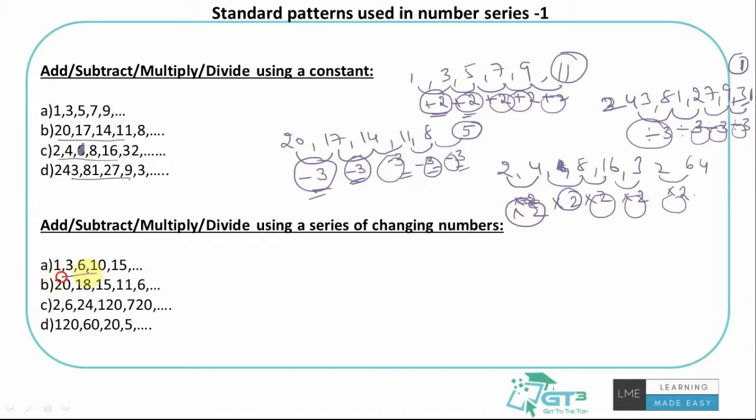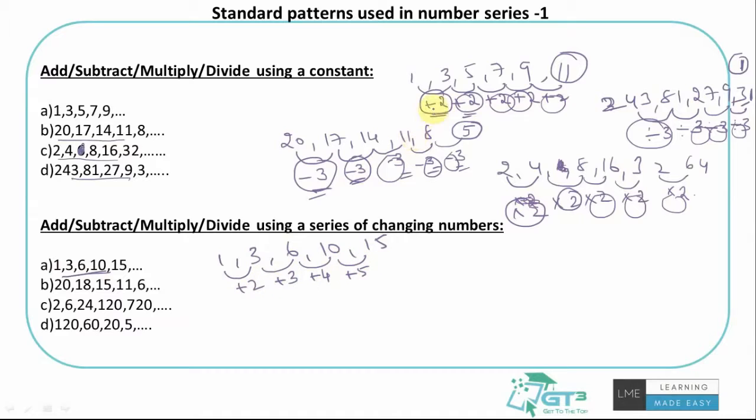Let's look at this example to clarify this. 1, 3, 6, 10 and 15. What's the difference between 1 and 3? I have to add 2 to get 3. 3 and 6, I have to add 3. 6 and 10, I have to add 4. I have to add 5 to 10 to get 15.